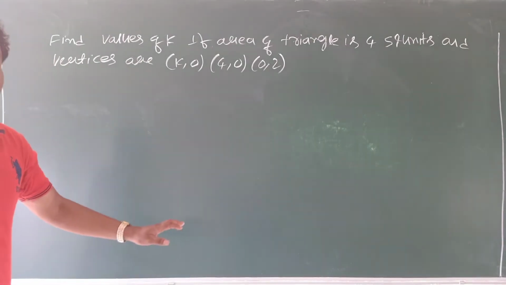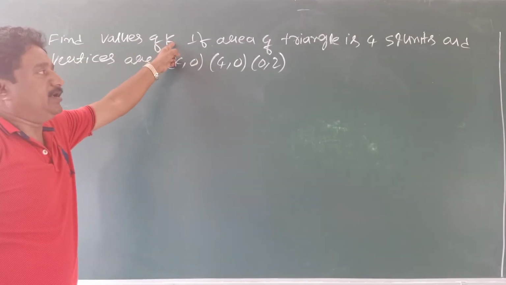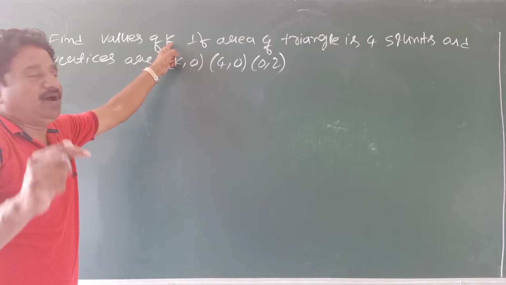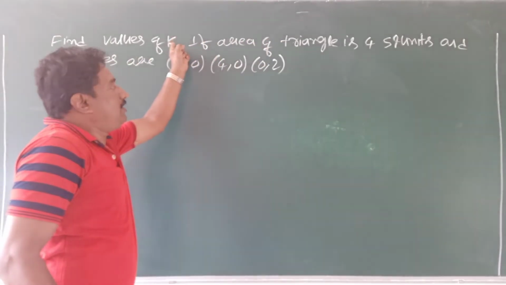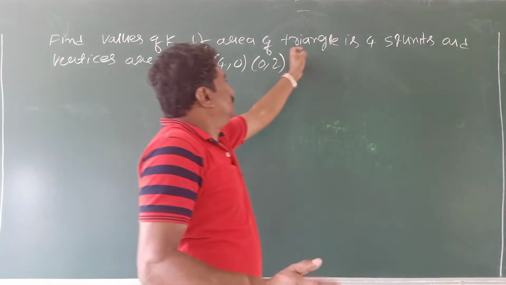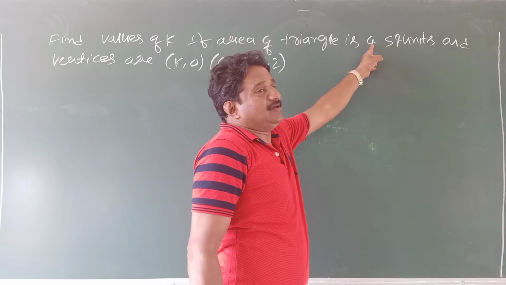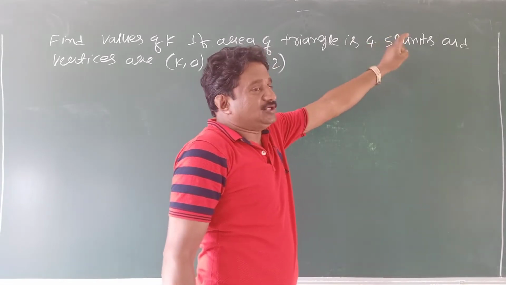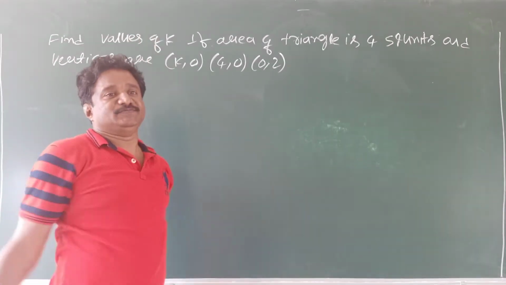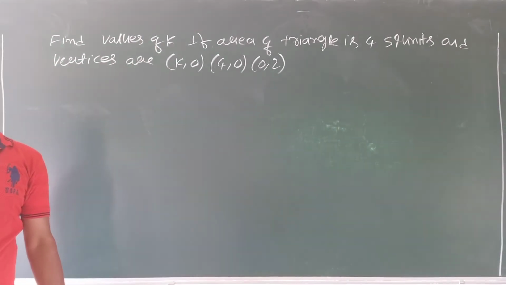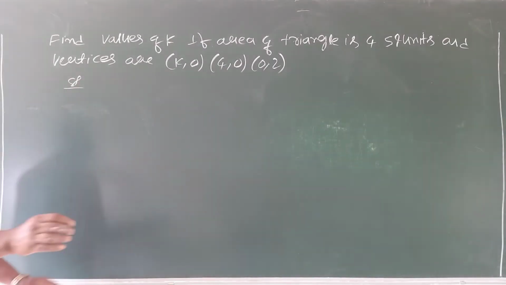Here it is asked to find out the values of k. For that we are given the area of the triangle. In addition to that, the vertices are also given. Right? Solution. You all know that very well.